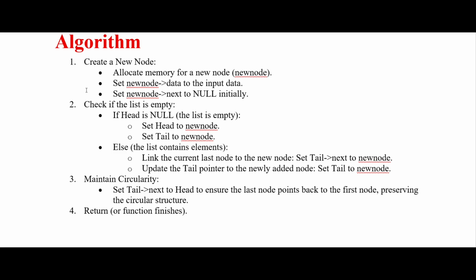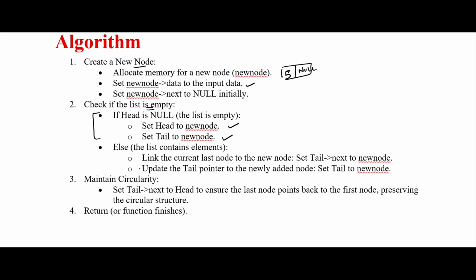So now we are going to discuss the algorithm part. First, creating the new node, so allocating memory for that, and the next step is new node of data we have to fill up, and new node of next will be null. This is the first case. If the list is empty, what do we have to do? Head is null, set head to new node, and tail also to new node.